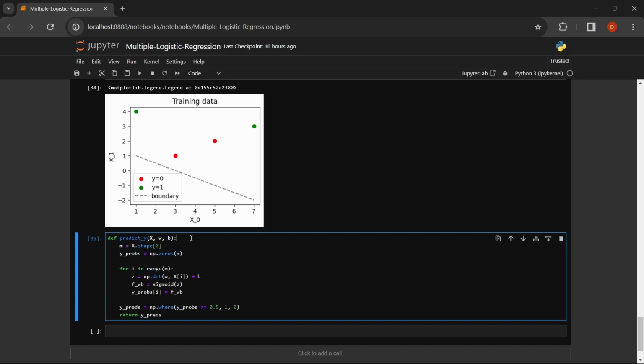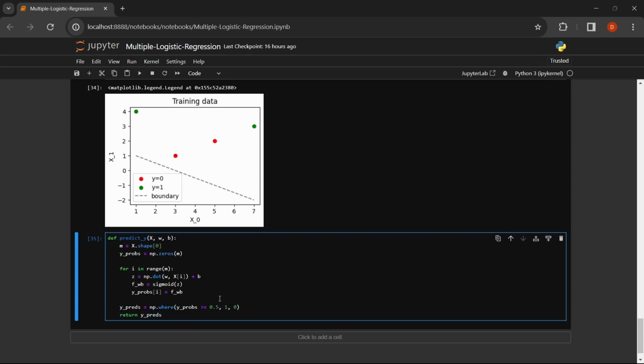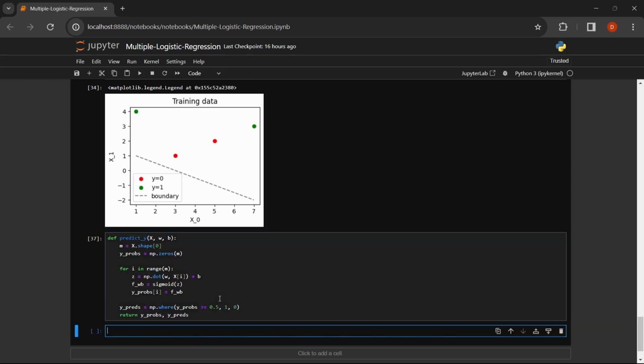Alright, so here's our predict y function. It takes in x, the weight, and the bias, and then it creates an empty array for all of the probabilities. And then over each training example, we're calculating the z, inputting that into our sigmoid, calculating the probability, storing that into our probability array. And then finally, we're creating a threshold of 0.5. Anything above 0.5 will be stored as a 1 prediction, and anything under it will be stored as a 0 prediction, and then we're going to return that. And actually, let's also return that probability and test out the function.